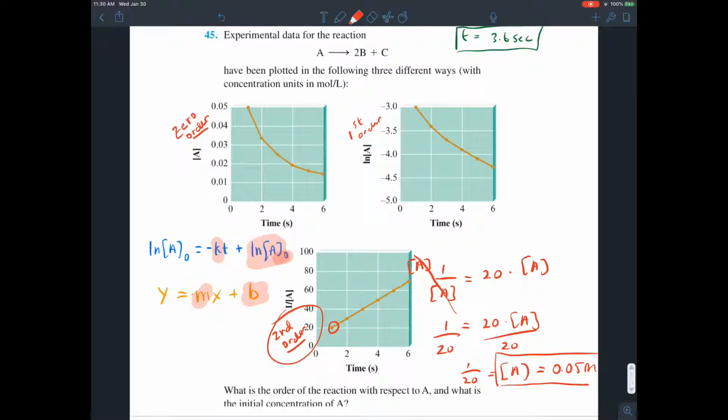So again, I hope this was helpful. I encourage you to try more problems of this style, because they really do stress your conceptual knowledge of what kinetics is and how the different rate orders work.